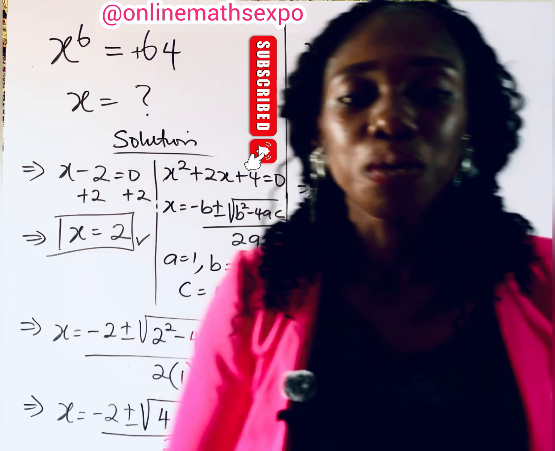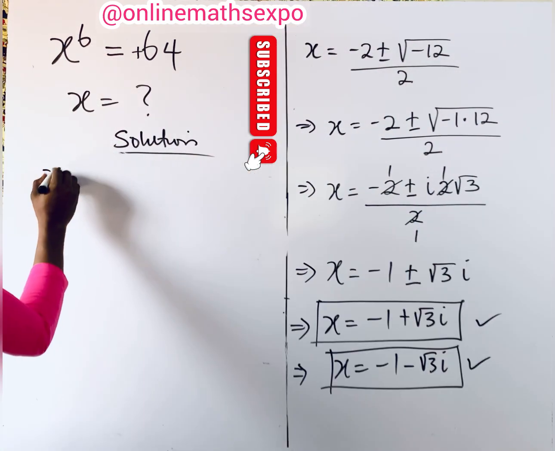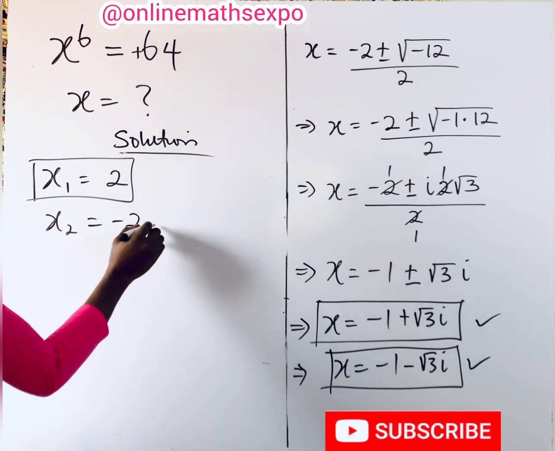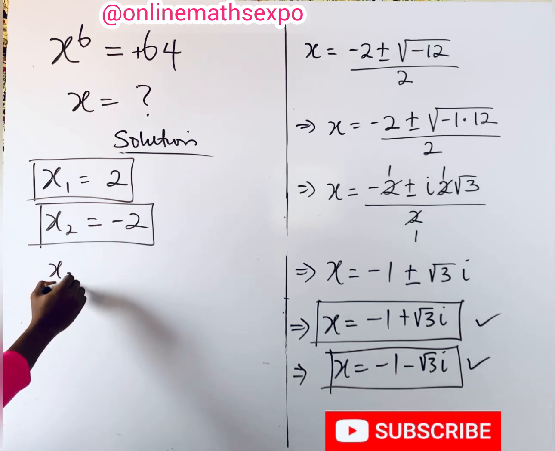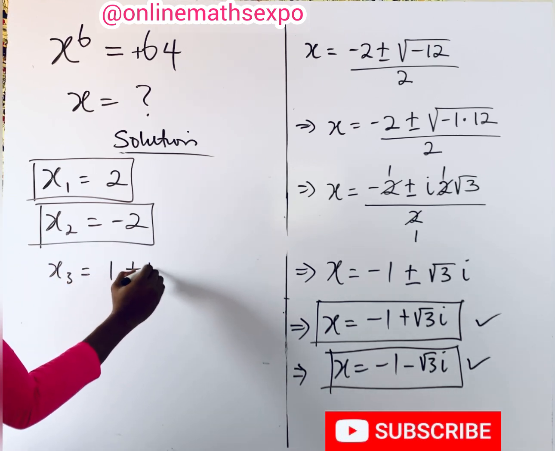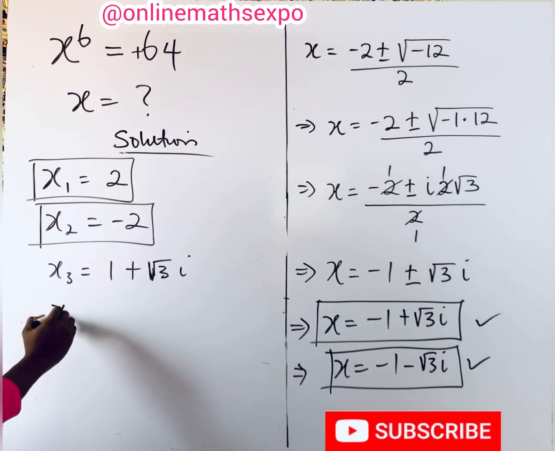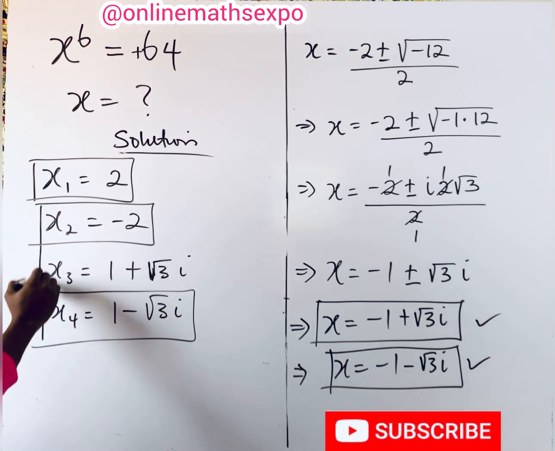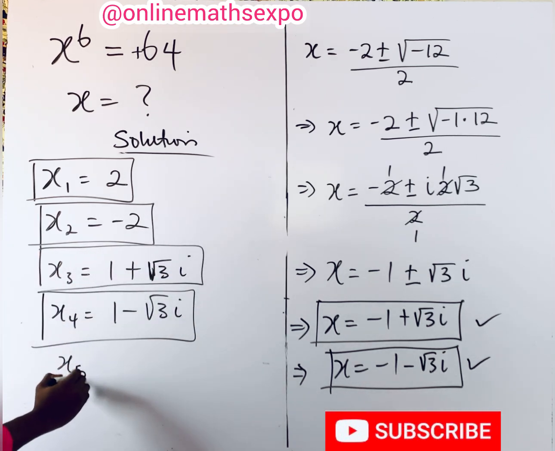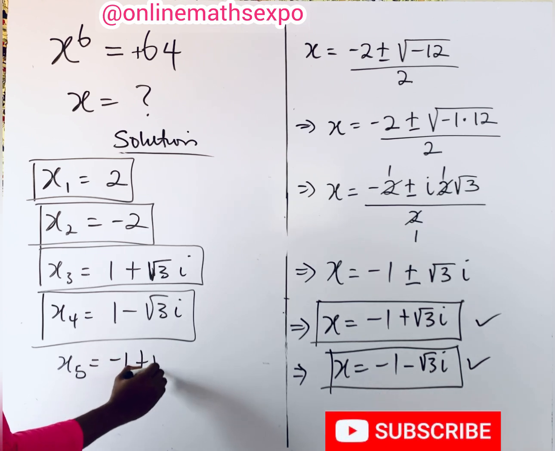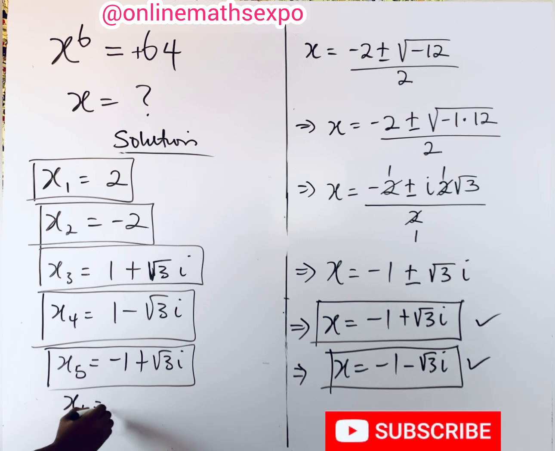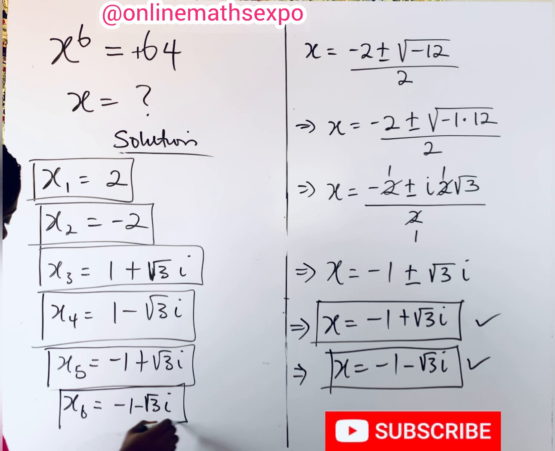So in conclusion, the values of x are: x is equal to 2, then the second value of x is negative 2, the third value of x is equal to 1 plus root 3i, then the fourth value of x is 1 minus root 3i, then the fifth value of x is negative 1 plus root 3i. Did you see that? And finally, the sixth value is negative 1 minus root 3i. So these are the 6 values of x.